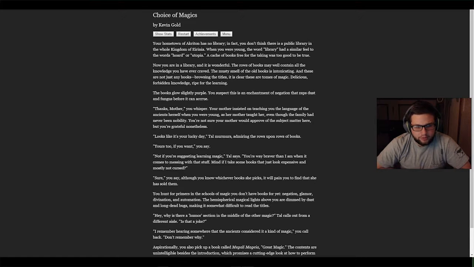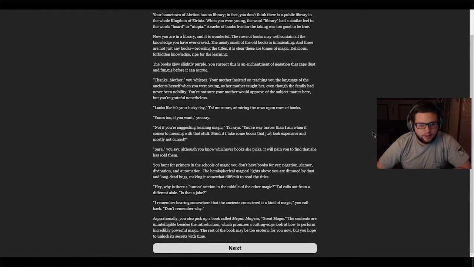them. You hunt for primers in the schools of magic you don't have books for yet. Negation, glamour, divination, and automation. The hemispherical magical lights above you are dimmed by dust and long dead bugs, making it somewhat difficult to read the titles. Hey, why is there a humor section in the middle of the other magic? Tal calls out from a different aisle. Is that a joke? I remember hearing somewhere that the ancients considered it a kind of magic, you call back.